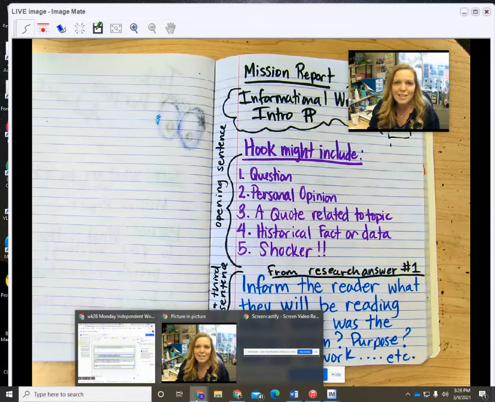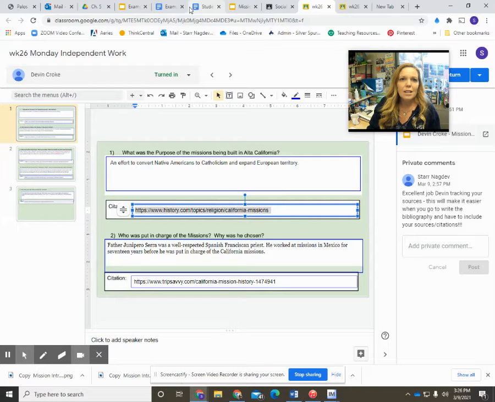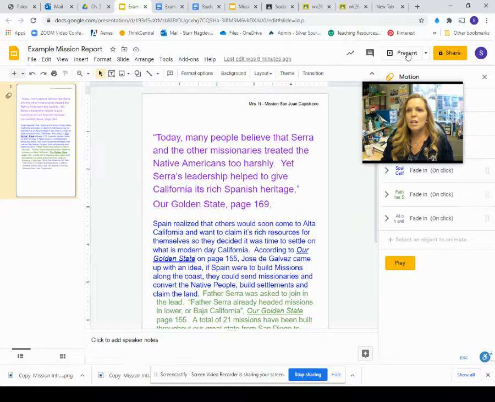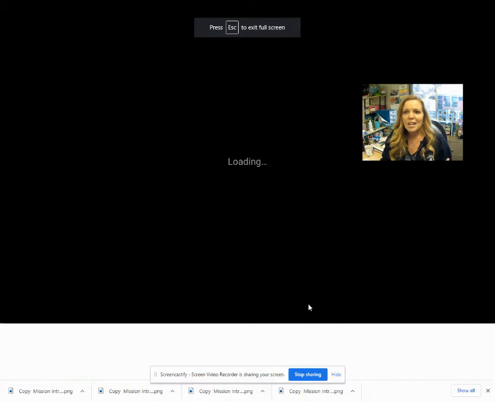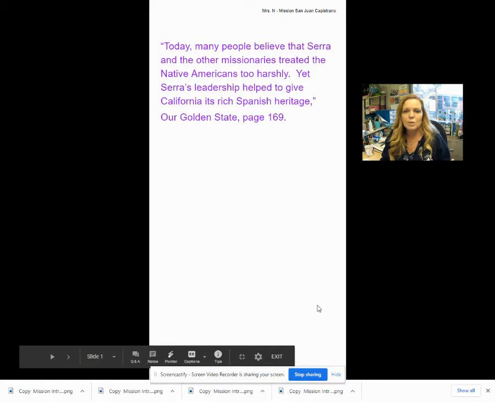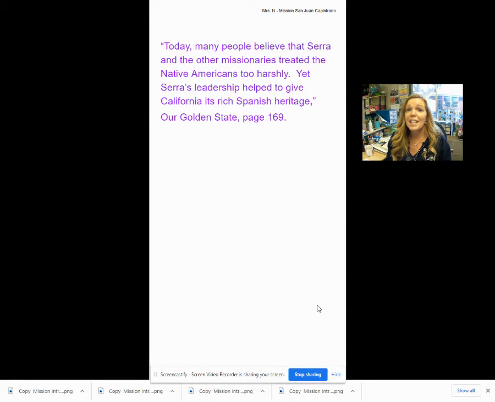So let me show you my sample writing. And I did, let's get to the preview here. I did start with a hook. Let's see if you can identify what kind of hook as my screen loads up slowly. Today, many people believe that Sarah and other missionaries treated the Native Americans too harshly. Yet Sarah's leadership helped to give California its rich Spanish heritage. So what did I start with? I started with a quote.